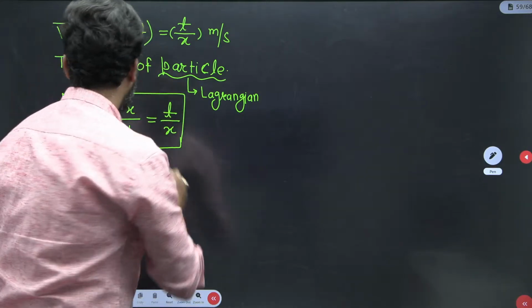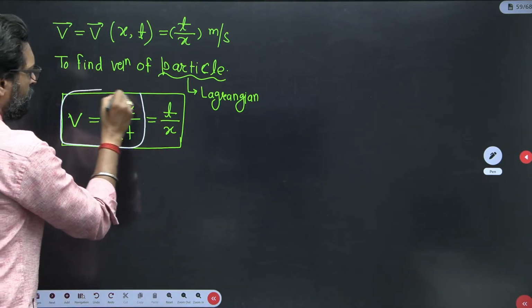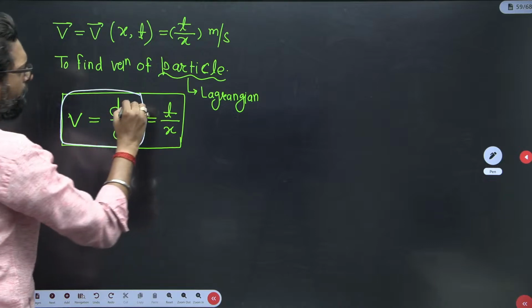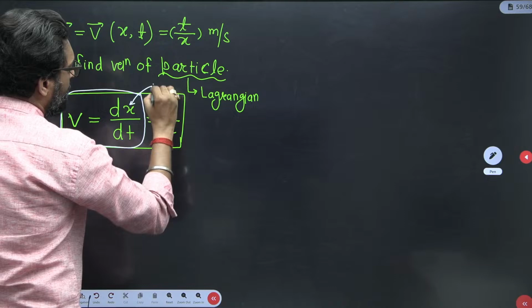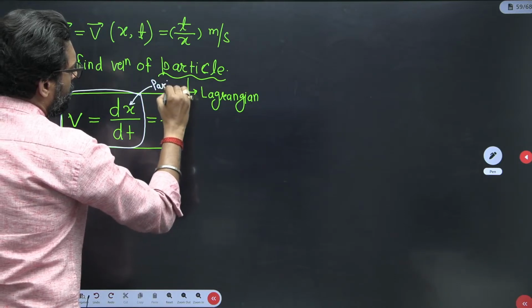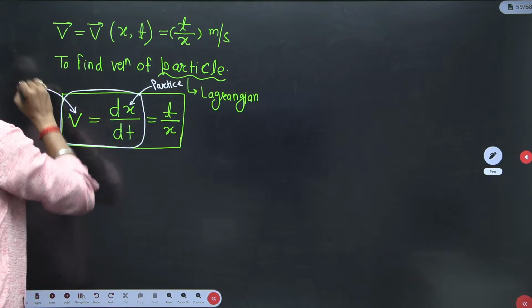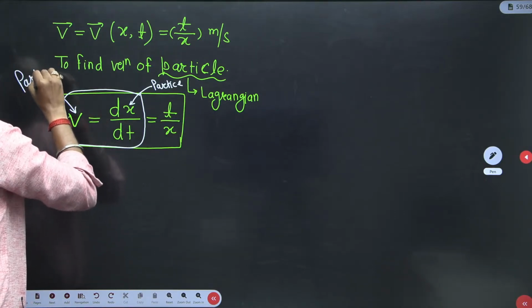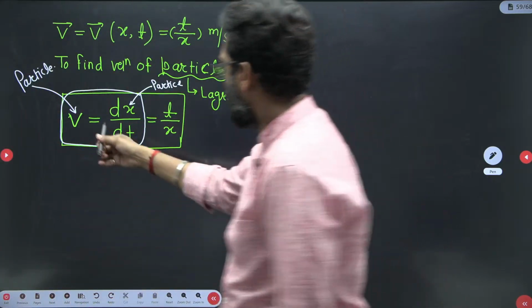Why? Because this is your Lagrangian description. This is your Lagrangian. This is the velocity of a particle. This is for the particle, why? Because this is ordinary differentiation. So this is for the particle approach.